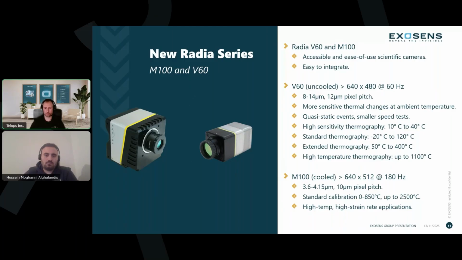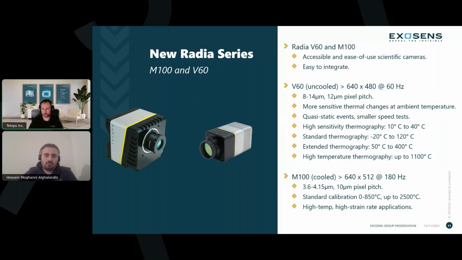And being a cooled mid-wave camera, we're able to achieve some higher frame rates with it. And the calibration, of course, using Telops calibration, we can calibrate this camera up to 2500 degrees C. So we really see this as more of a high temperature, high strain rate application type camera.